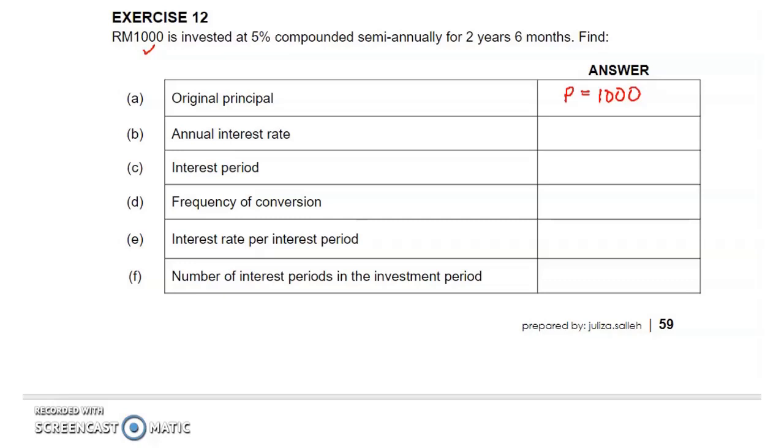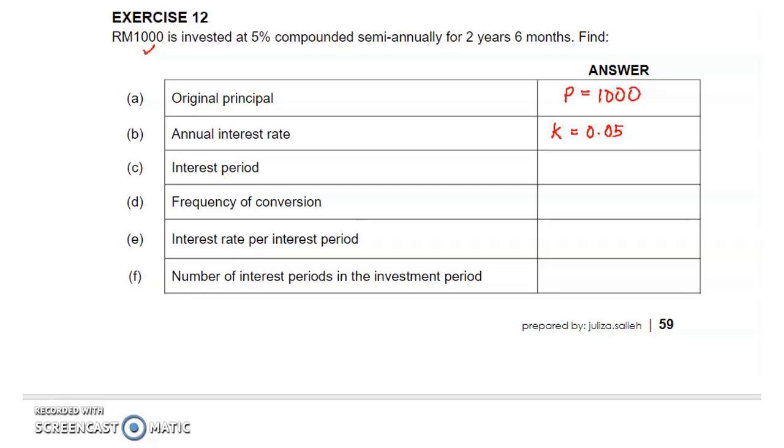Annual interest rate. Remember, the annual interest rate is the rate for 1 year. In compound interest, the rate for 1 year is value k. So k here is 5%, or 0.05. If you write 5%, also no problem.